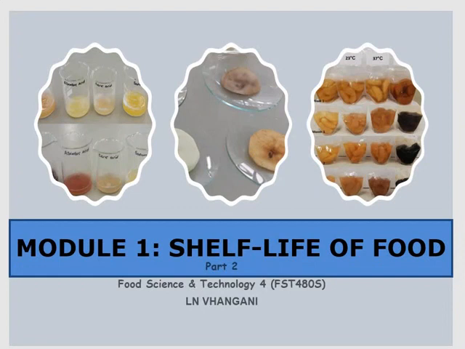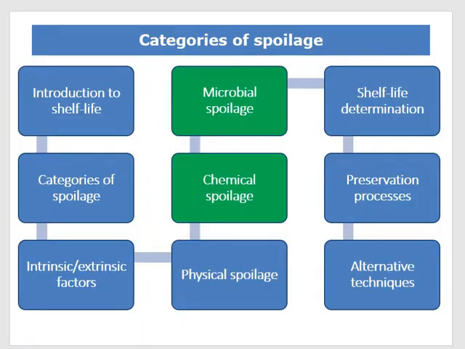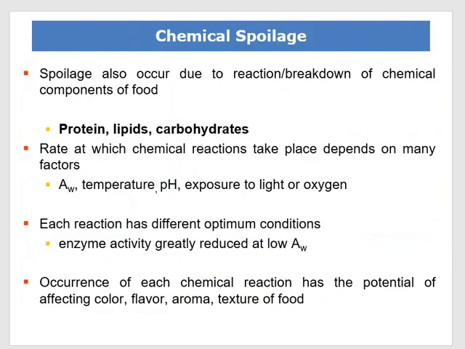This is part 2 of the recording of shelf life of food. And in this section, we're going to be talking about the categories of spoilage, but then we're concentrating on chemical and microbial spoilage, since in the last video, we actually discussed the physical spoilage. So when we talk about chemical spoilage, we're usually talking about spoilage that mainly affects your macromolecules.